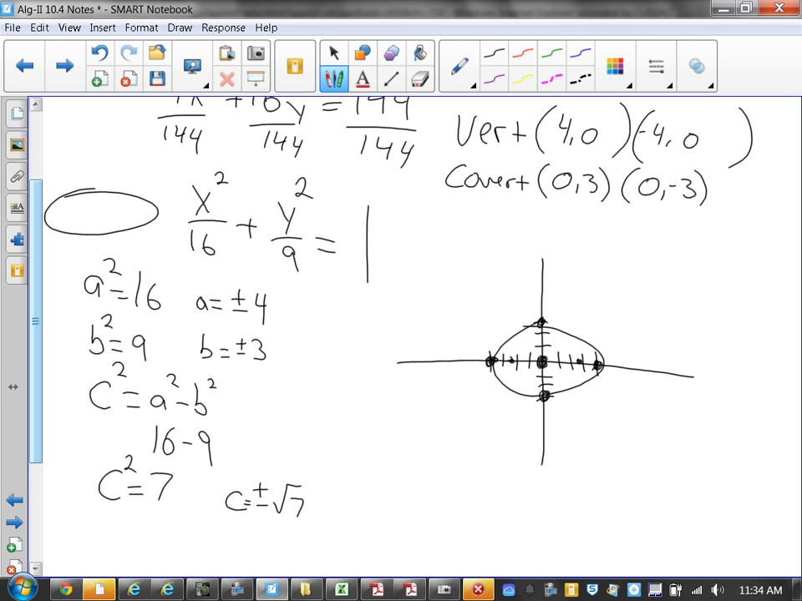Now, if I wanted to label those, remember the c value, I just moved it from the center that distance. Since this is stretched left and right, all I did was change the x coordinate. I added root 7 to 0. I subtracted root 7 from 0. So my two foci would be at root 7, 0, and negative root 7, 0. That's where they wind up.